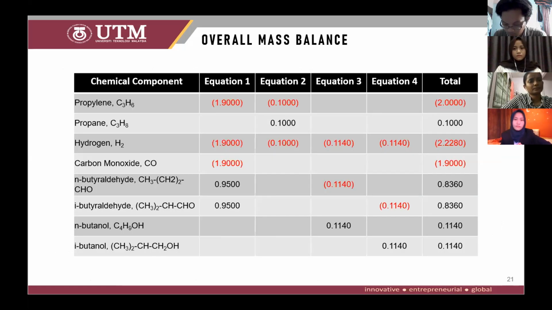Okay, next we move on to the overall mass balance. So this is the overall mass balance table. As you all can see, we have eight components here, and for each equation we have totaled up their stoichiometric ratio.